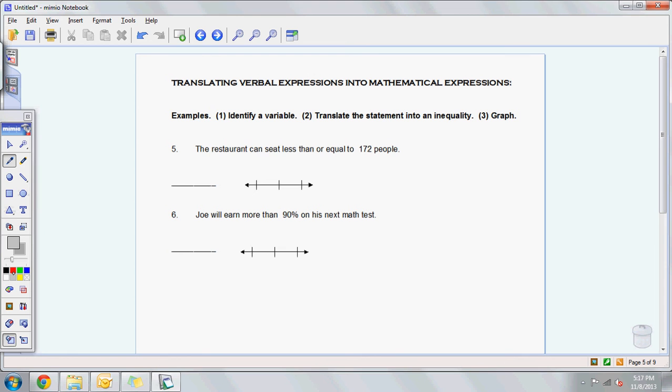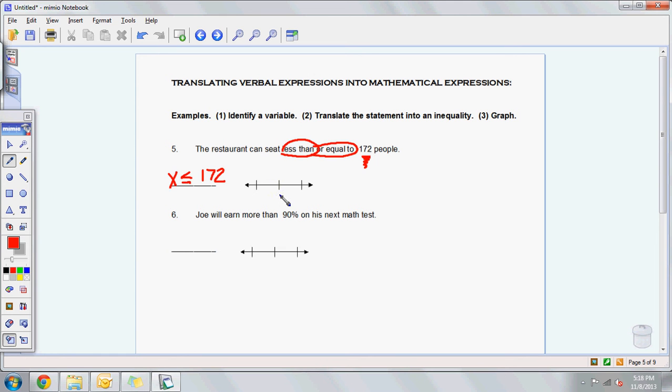So let's practice this. The restaurant can seat less than or equal to 172 people. So I have no idea how many people it can seat, so I'm going to put an X here because I don't know it. But I see this keyword. Oops, I didn't do all of it. Don't forget that. So less than or equal to. So I know my symbol for less than or equal to is x is less than or equal to, and then my number that they give me is 172. So the first thing I did is I found my keywords and I wrote the inequality.